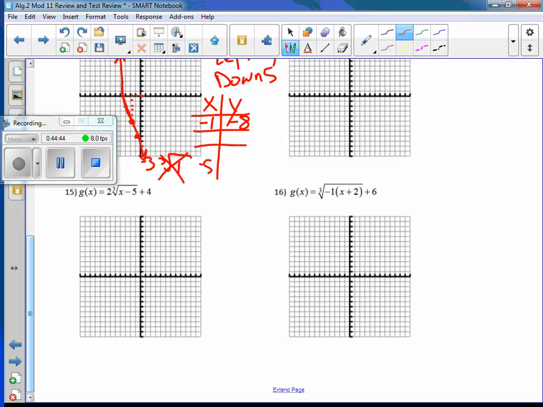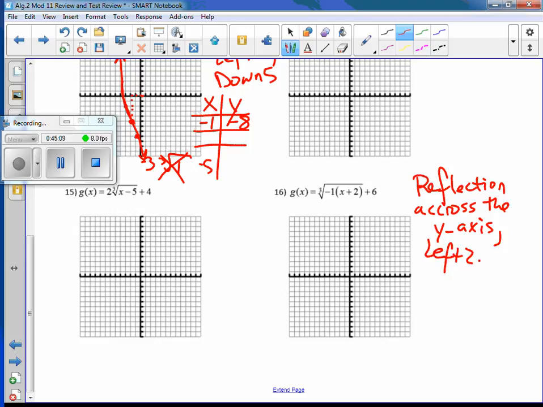because the negative's underneath the root, that's going to be a reflection across the y-axis. Remember that if it's outside the cube root, it's a reflection across the x-axis. So we have that transformation. It's left 2 and up 6. So let's see, left 2, up 6, 1, 2, 3, 4, 5, 6.